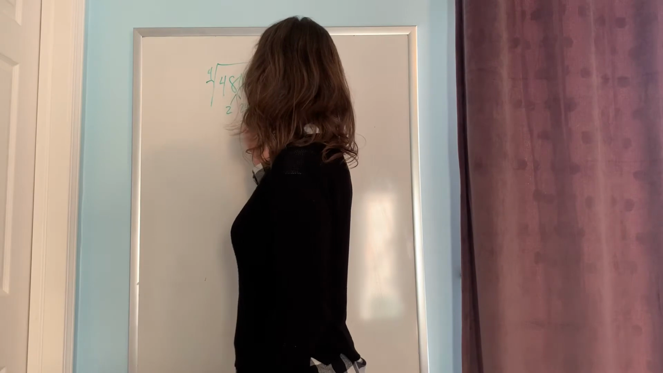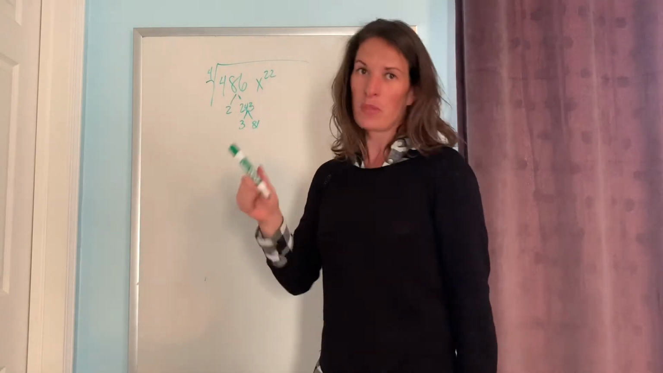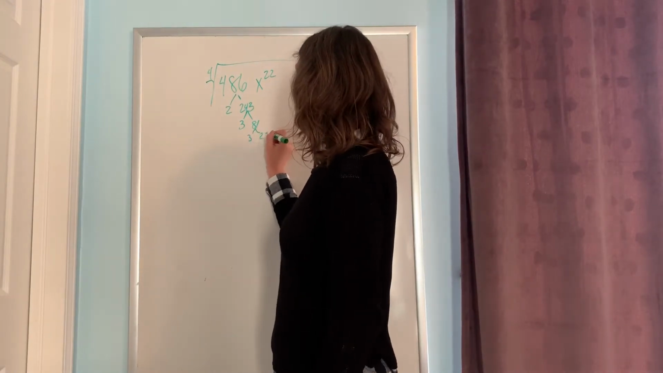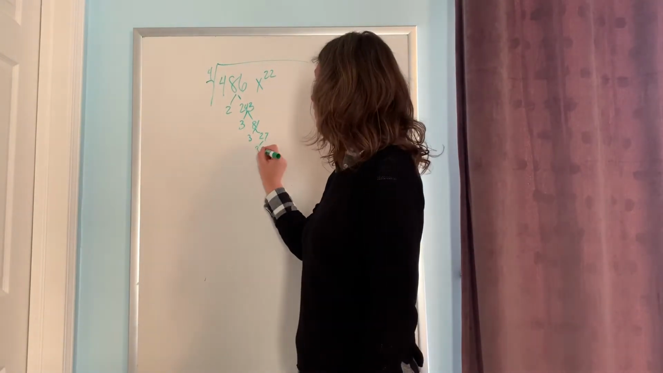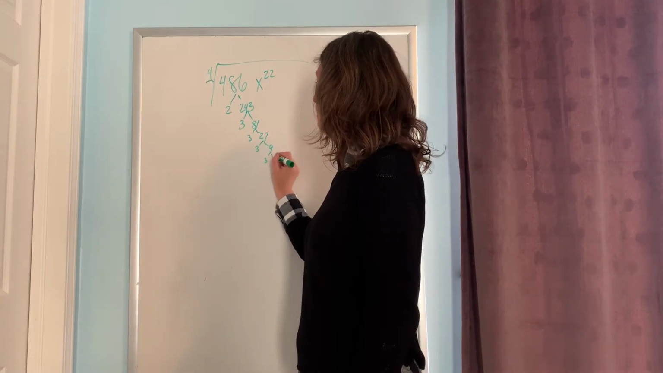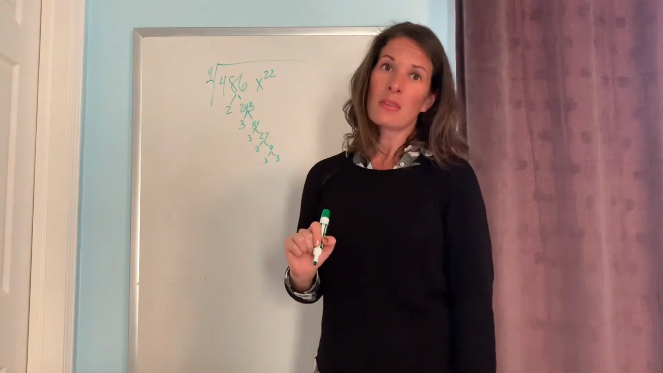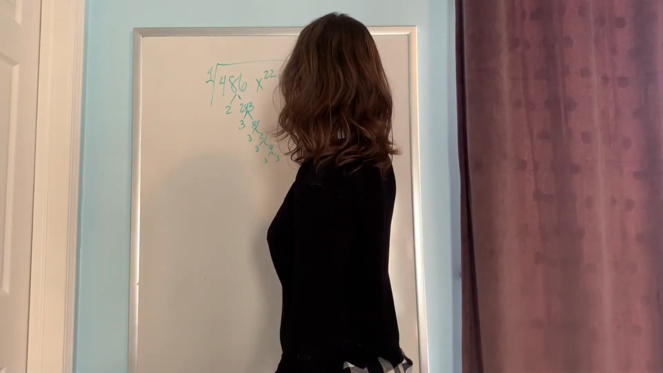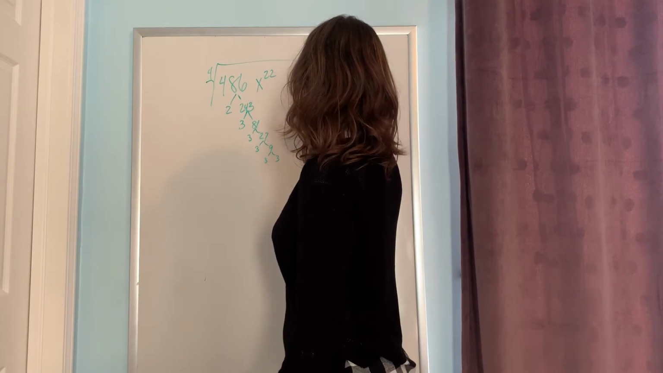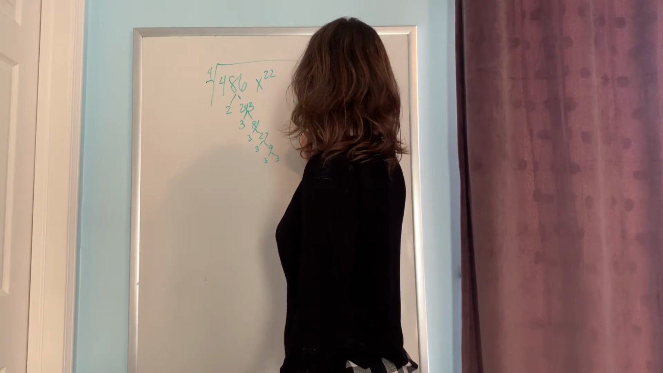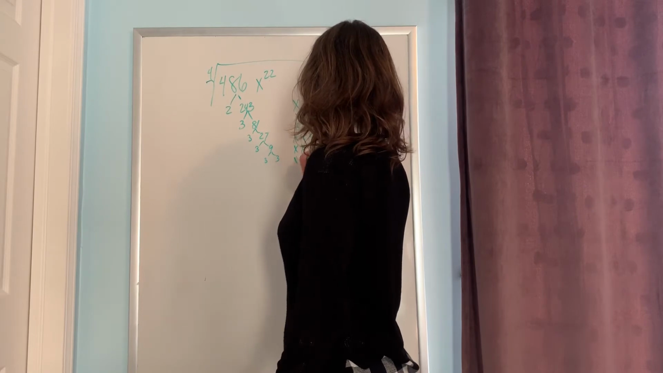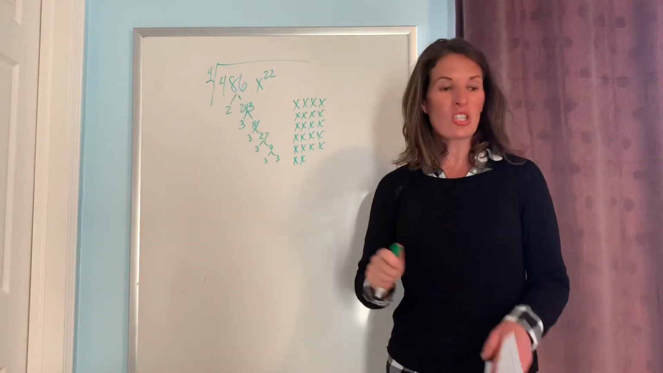So 243 divided by 3 is 81. Again, I'm a big nerd. I know that 81 you can divide by 3 and you get 27. 27 you can divide by 3 and you get 9, and 9 can be broken into 3s. Then I need to write 22 x's. All right, so I wrote my 22 x's.